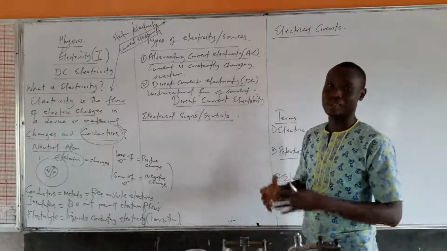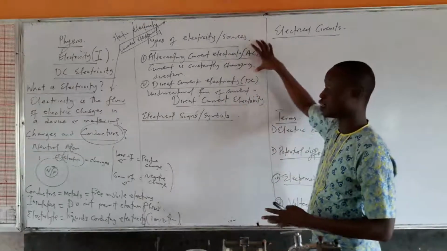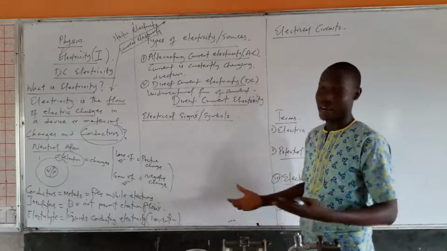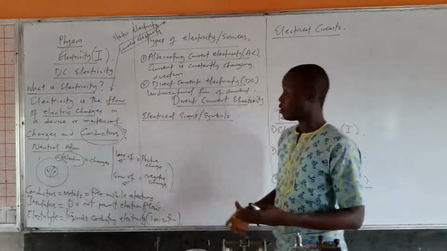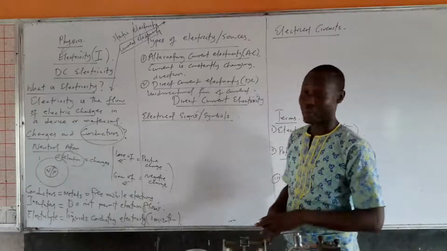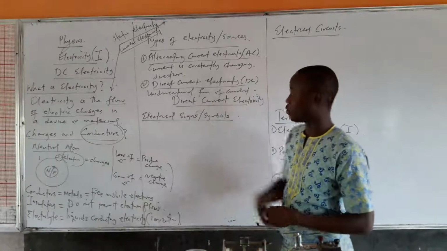Now the AC is fatal because anytime you touch AC, it can lead to electric shock and it might lead to death. But your DC is not fatal. That is, battery lights or things from the solar panel, most of them are not fatal.